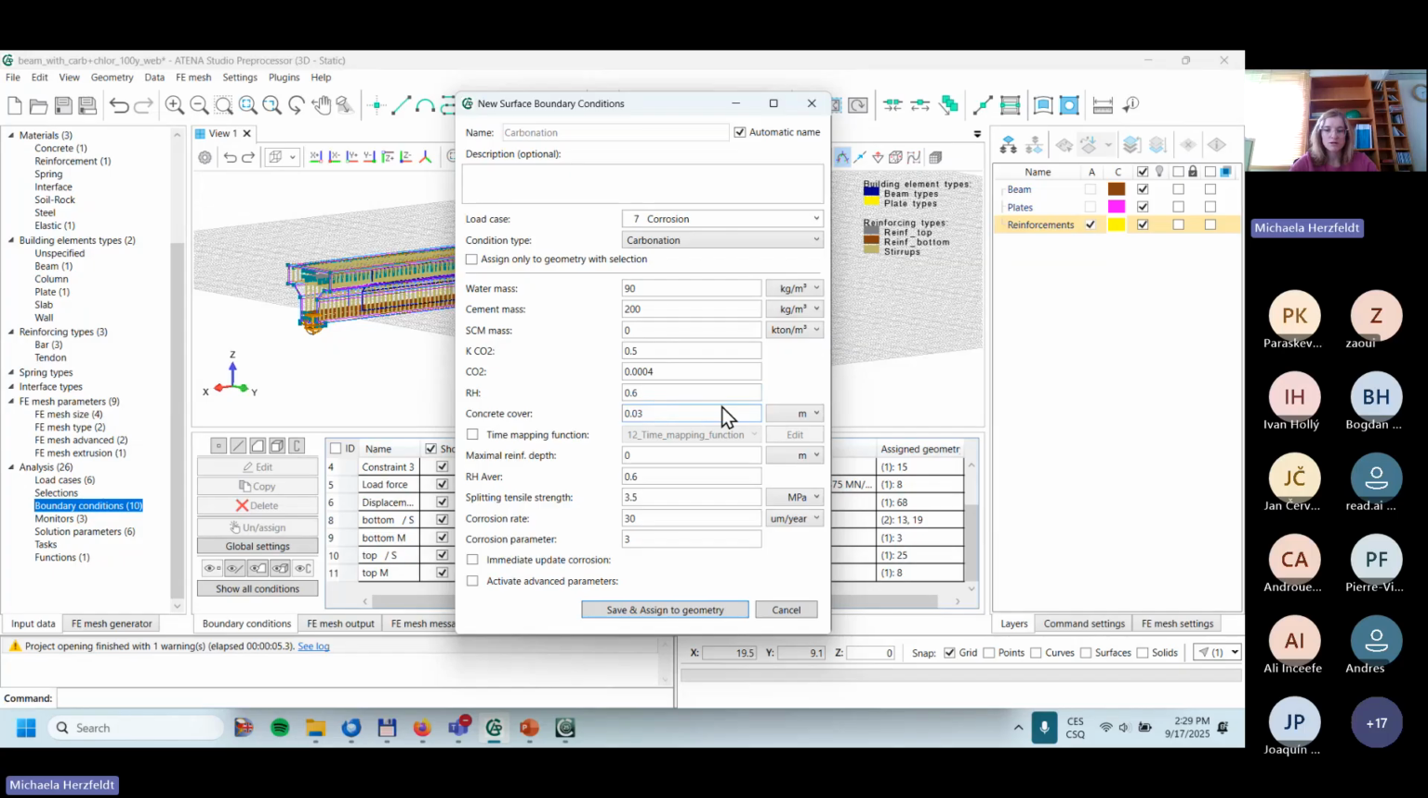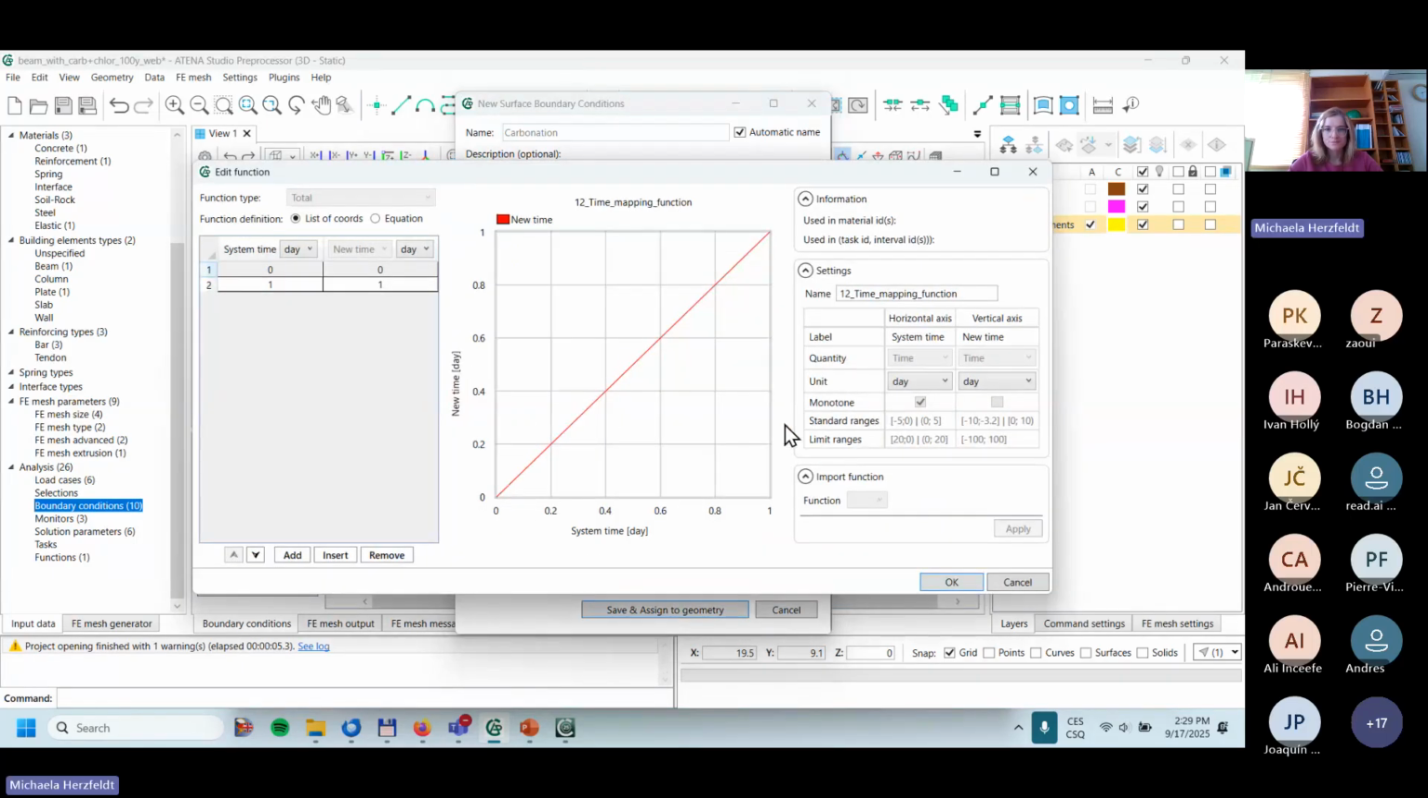Then we have the concrete cover. It depends, of course, on your structure. We can put 4 centimeters here. And this is the time mapping function. That is an important part for this analysis, how to translate it into time during the analysis. So what I would try to do in general here is to keep the same units as the default units to avoid any problems.